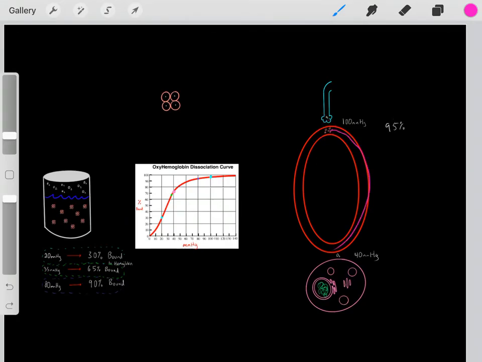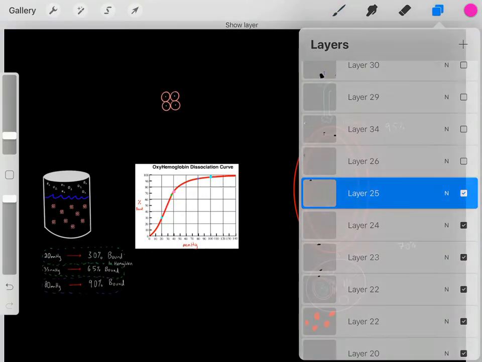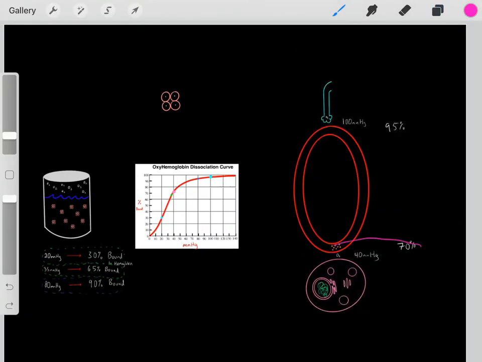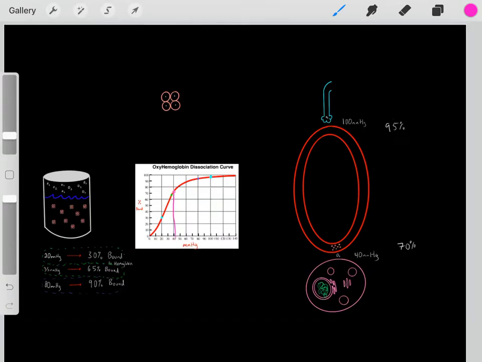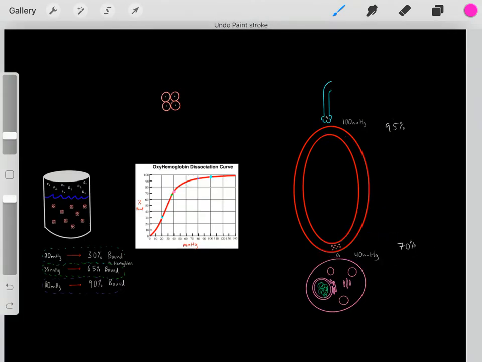Now that hemoglobin travels down here, and when it travels down here, now only 70% of the hemoglobin is bound to oxygen. And we know that because the partial pressure of oxygen is weaker. And we see at a partial pressure of 40 millimeters of mercury, only around 70% is bound. So now only 70% of the hemoglobin is bound to oxygen. So remember, the hemoglobin up here, 95% bound to oxygen. Once they travel down here, now only 70% of them is bound to oxygen.